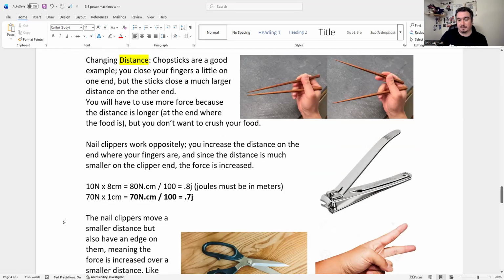You'll notice in this case, I've used centimeters. So yes, the joules must be in meters. Me dividing them by 100 right here is to get that to meters, because even if it's in centimeters or if it's in kilometers, I'm going to need to adjust it so that it's back to regular meters.